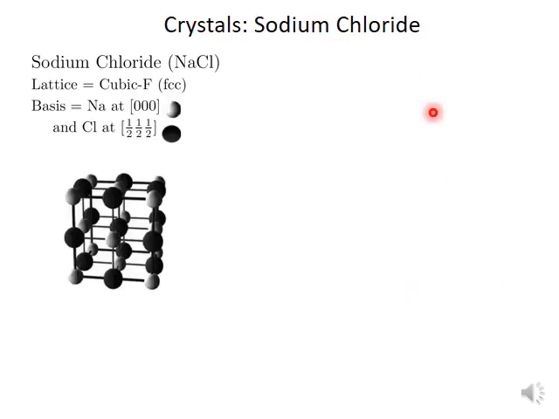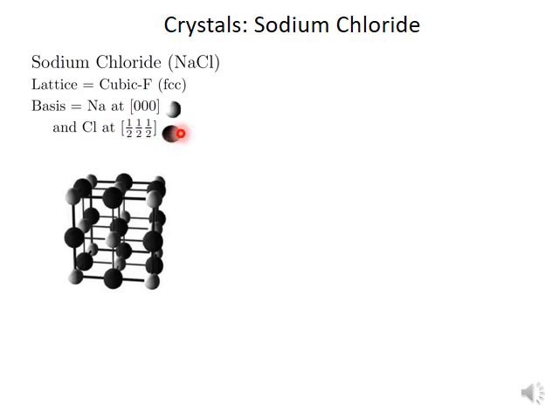Yet another example is that of a sodium chloride crystal. As you know, sodium chloride is an ionic crystal with sodium and chlorine ions. In the case of the sodium chloride crystal, the lattice is an FCC or face-centered cubic lattice, and the basis consists of two atoms, a sodium atom located at 0, 0, 0, and a chlorine atom located at a half, a half, and a half.